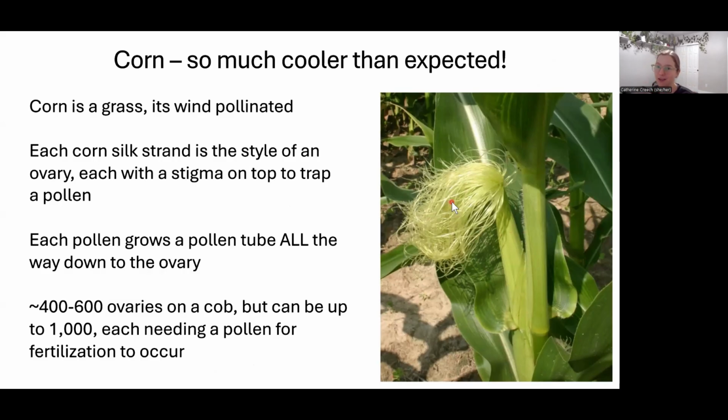Because this is wind pollinated, every single one of the tips of these corn silk needs a pollen to land on it. Then the pollen has to grow a pollen tube all the way down to the ovary, all the way to the ovule, into the ovule to get through the micropyle. And then it's going to double fertilize each of the kernels. So each kernel, and there's about 400 to 600 on average on a corn cob, has its own silk. So each corn kernel that you bite has its own double fertilization event.